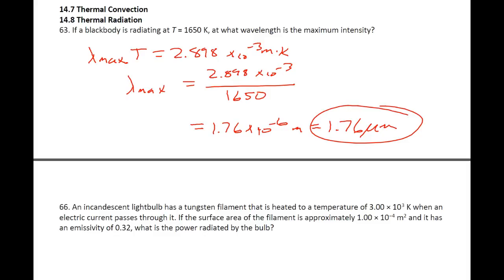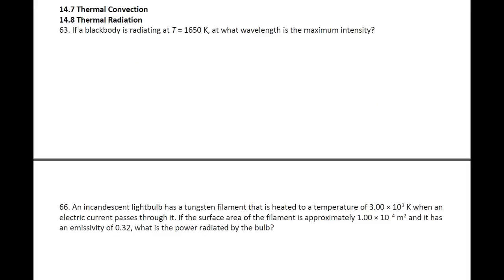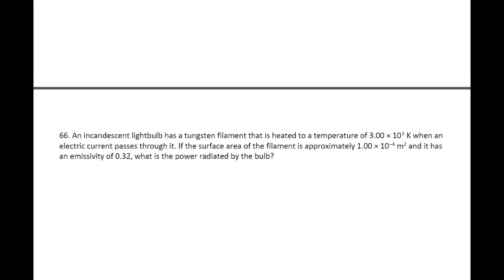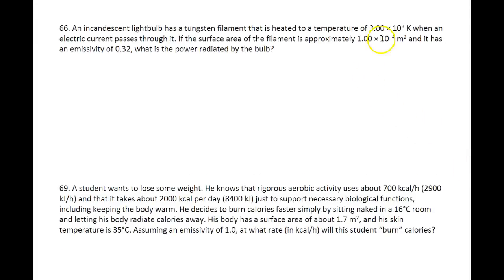For the next problem, which is number 66, this one's dealing with a light bulb. It has a tungsten filament heated to about 3 times 10 to the third Kelvin when you have electric current. If the surface area of the filament is only about 1 times 10 to the negative fourth square meters, and it has an emissivity of about 0.32, they want to know what is the power in the bulb.